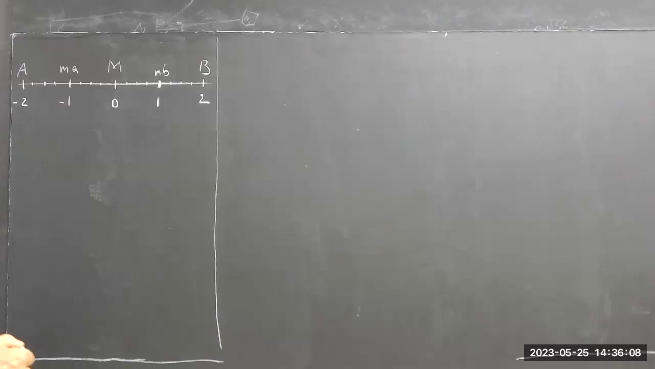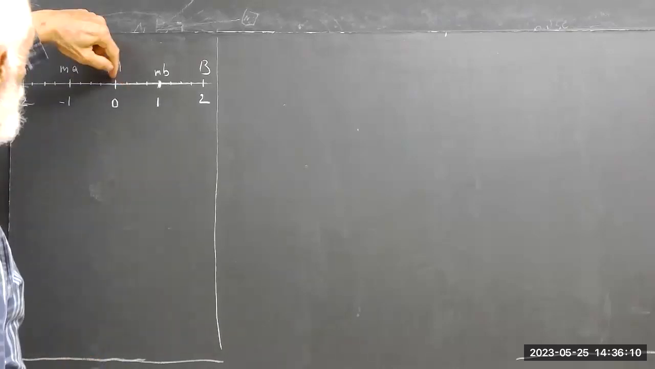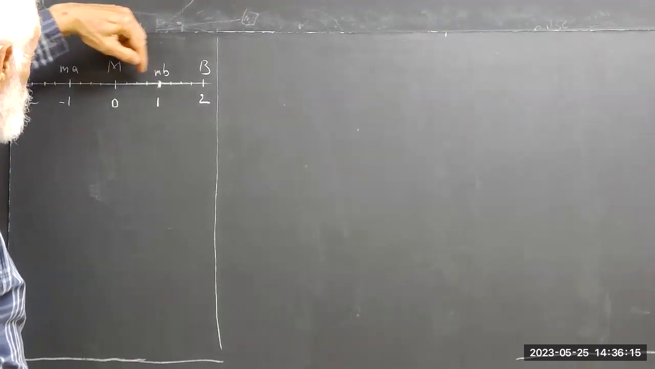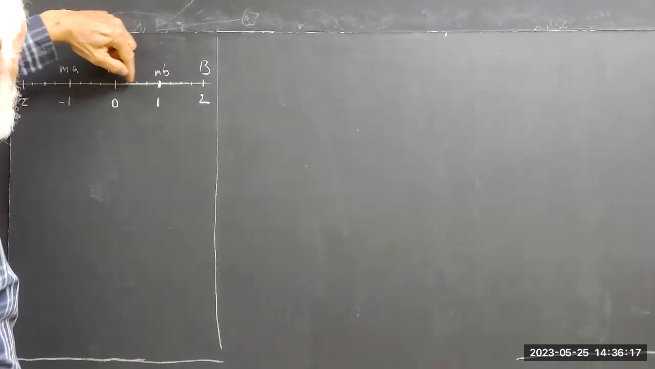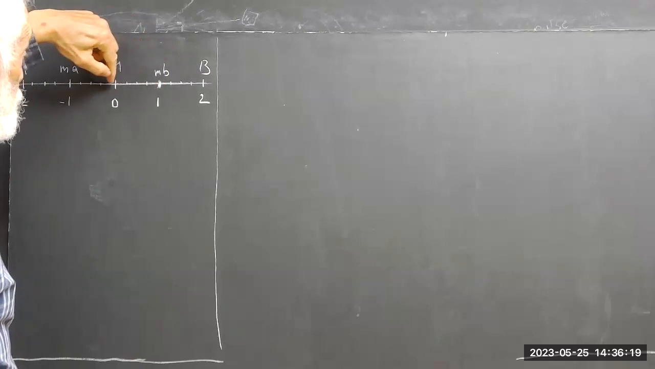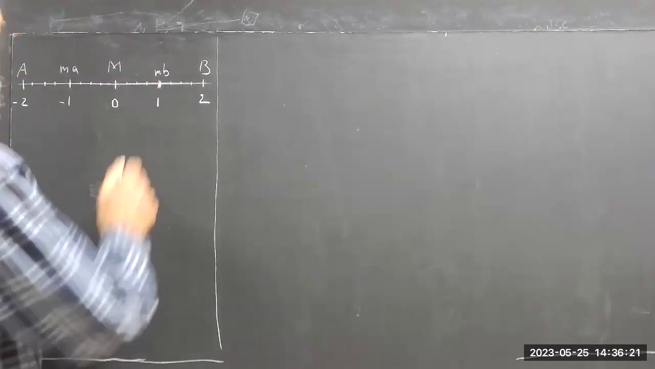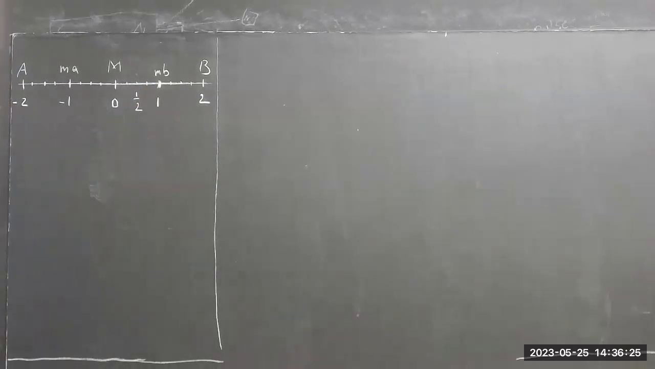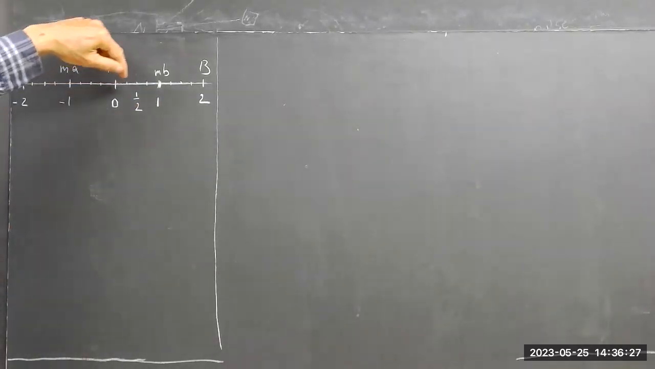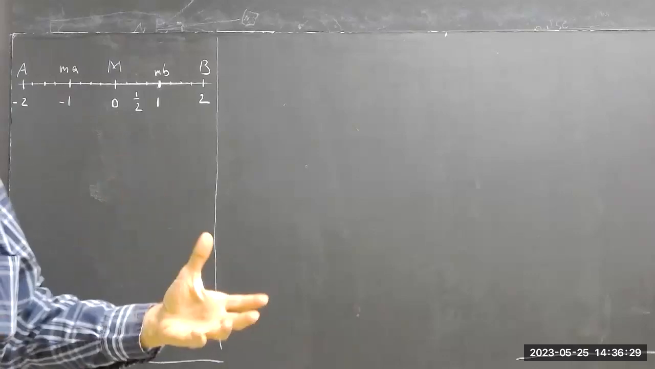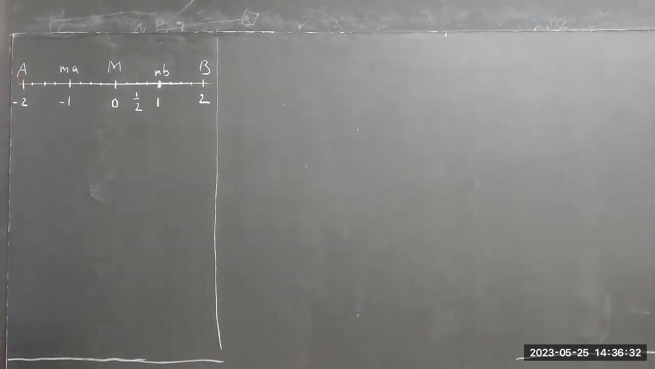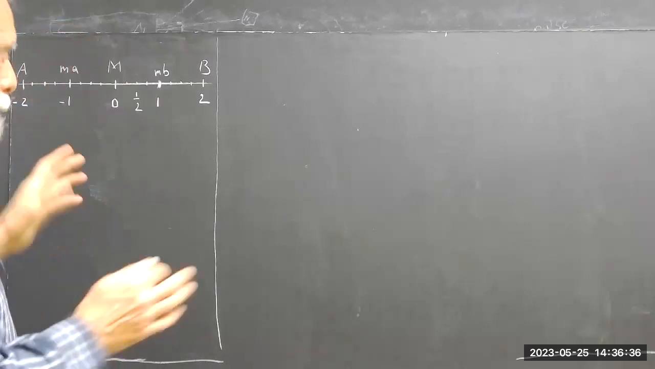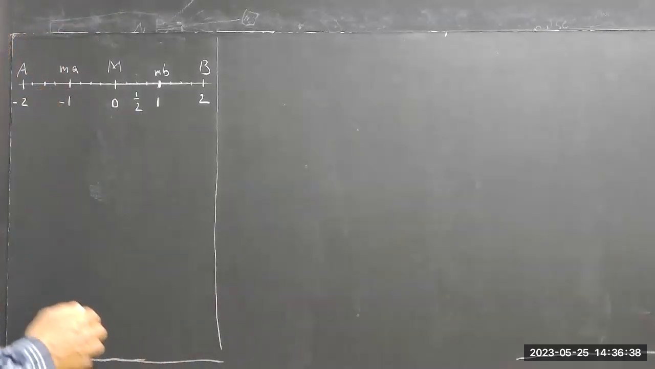We could go on. Halfway between M and MB is here. If this is 0 and this is 1, what's halfway between 0 and 1? Well, it's 1/2. What's halfway between 0 and 1/2? Well, I'm going to let you think about that. I will say later, but you should probably stop and think what's halfway between 0 and 1/2.